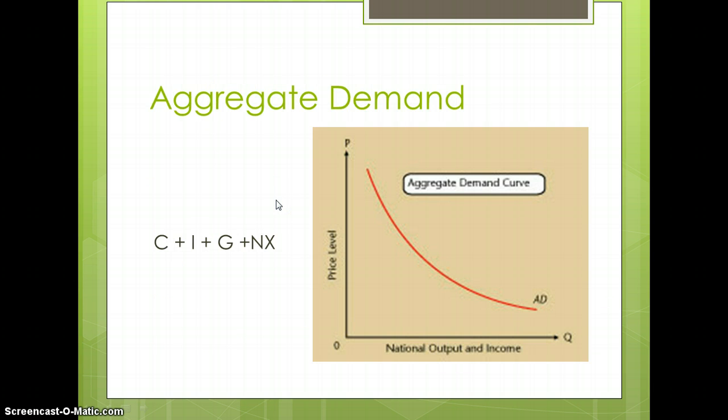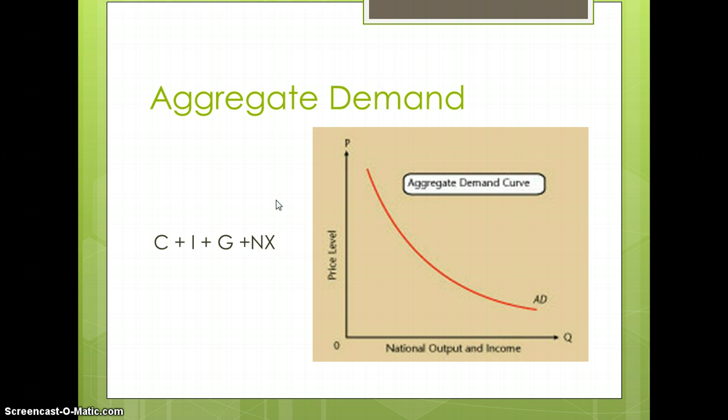Now we're going to look at aggregate demand, which is almost the exact same thing as gross domestic product. So gross domestic product and aggregate demand are very well linked. Here you'll see we have a demand curve. And this is an aggregate demand curve, which means a total demand curve. And this is very similar to gross domestic product. Aggregate demand, by definition, is the total demand for goods and services in an economy. It's often considered pretty much the same as gross domestic product at any given point in time.